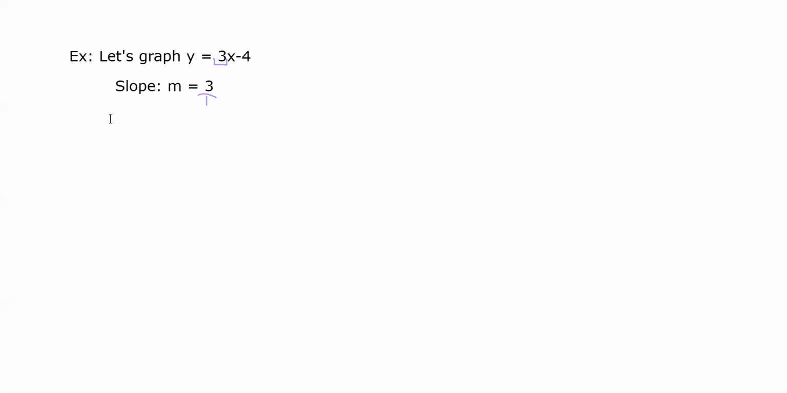And then our y-intercept, here's where we shall not fall into that evil trap. It's not -4. No. Remember, it's a coordinate. 0, -4. And yes, we are sticklers for that. We do harp on that.